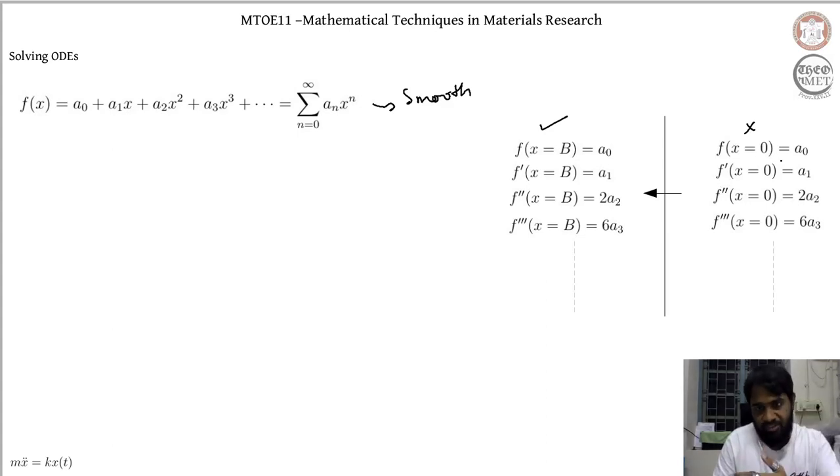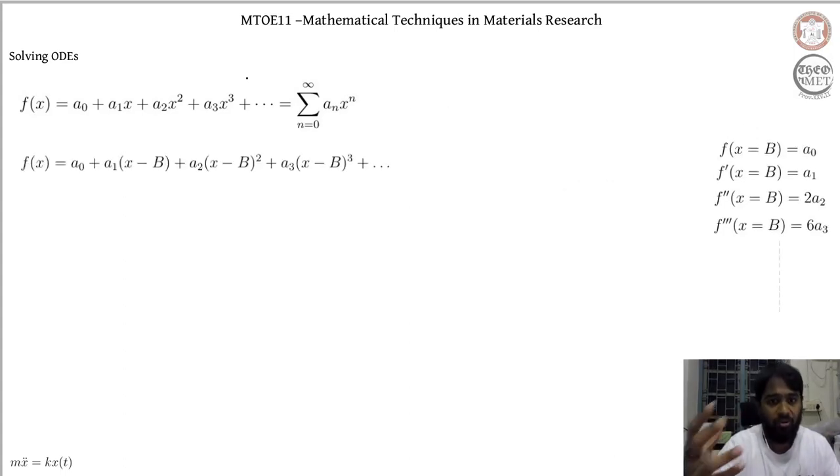It's smooth at 0. I can have higher order derivatives at 0. I have a generalized case wherein I can take the higher order derivatives at B, a specific point B. So how will my Taylor series change? Now we will take the same approach that we have taken before.